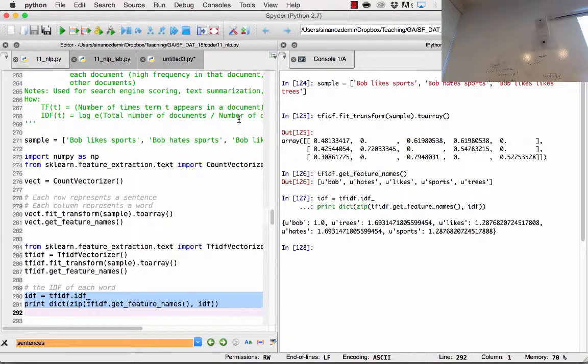For example, here n is 1,000, 10,000. If it's only in one document, what is its IDF score? Log base 10. Log of 10,000, which is what? I'm not calculating. 3. 10 to the third power is... it's 10,000. Right?